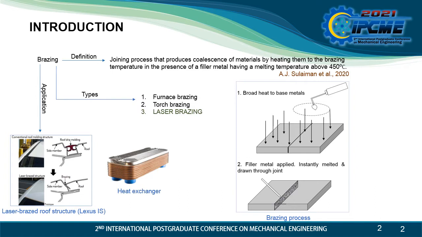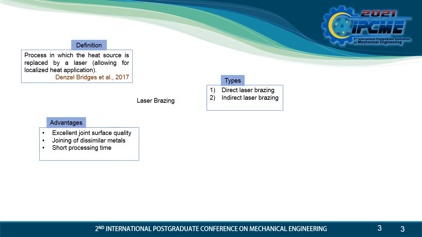Brazing has a few types, which are furnace brazing, post brazing, and laser brazing. For this research, we will focus on laser brazing. Laser brazing is a process in which the heat source is replaced by a laser, allowing for localized heat application. Basically, laser brazing has a few advantages, which are excellent joining surface quality, joining of dissimilar metals, and short processing time.